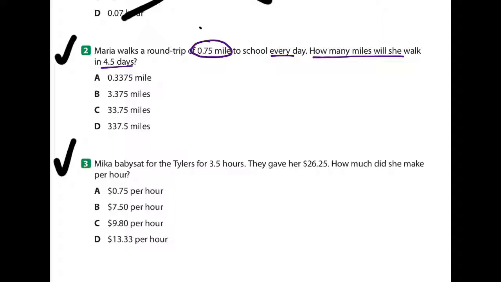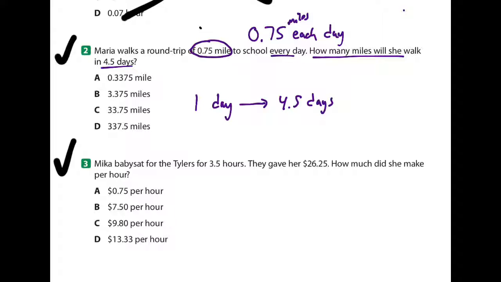So let me show you a trick to decide if this is multiplication or division. Since they are telling you she walks 3/4 of a mile, 0.75, each day. So that's miles, by the way. And you have to figure out how far she walks in 4.5 days. If you are going from one day, and you are trying to figure out how far she goes in 4.5 days, that always means multiply because you're going from 1 to 4.5. You're getting bigger, so you're going to be multiplying. So this is a multiplication problem.